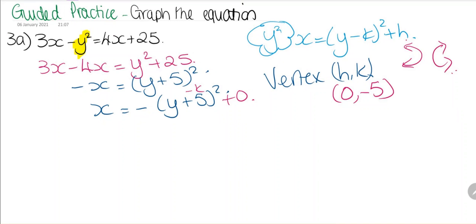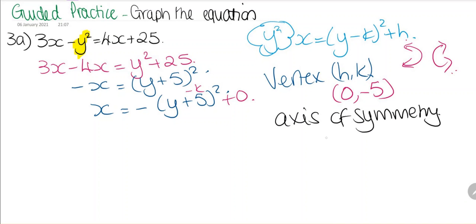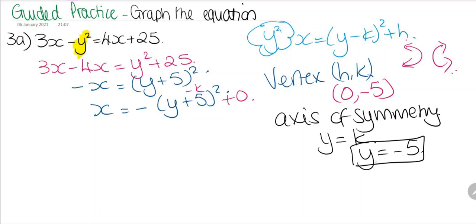And we'll look at that a bit later. So the next thing we need to do, we've got our vertex, is find the axis of symmetry. Now with y squared graphs, this is going to be y is equal to k. And our value of k is minus 5. So it's going to be at minus 5.